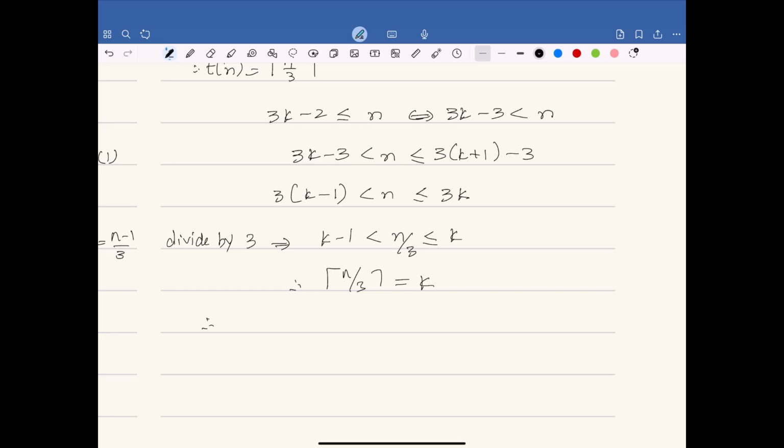Now substitute into formula 1. So Tn is equal to k, which is equal to ceiling of n over 3. In each case, this belongs to big theta of n.